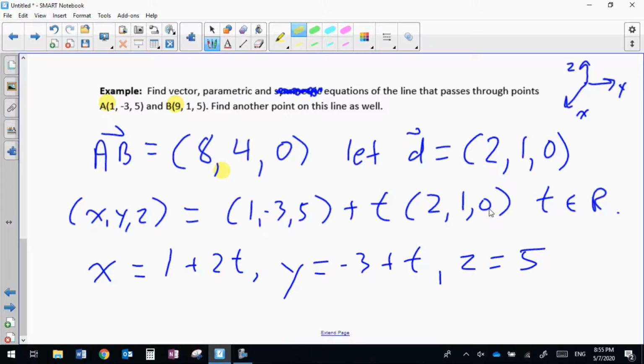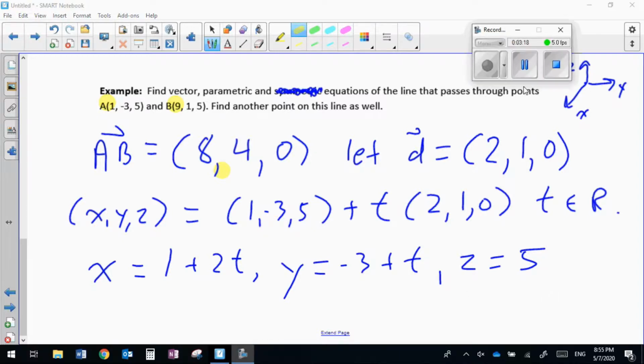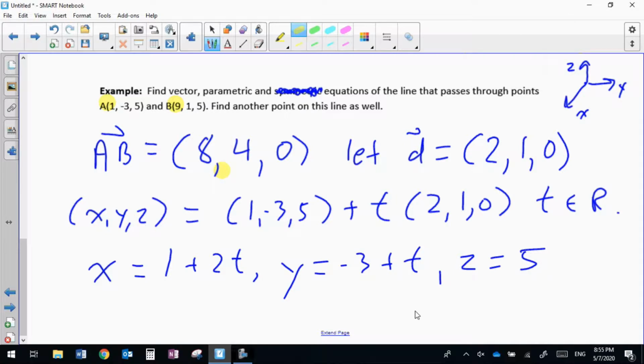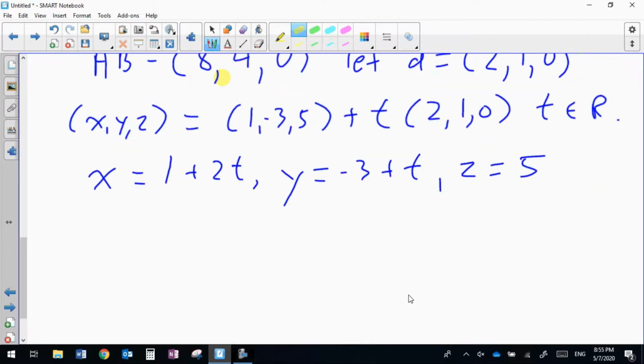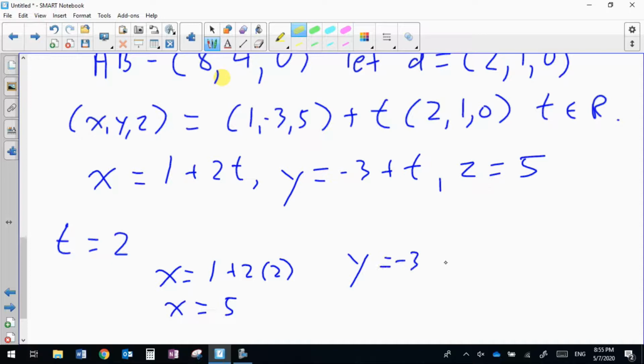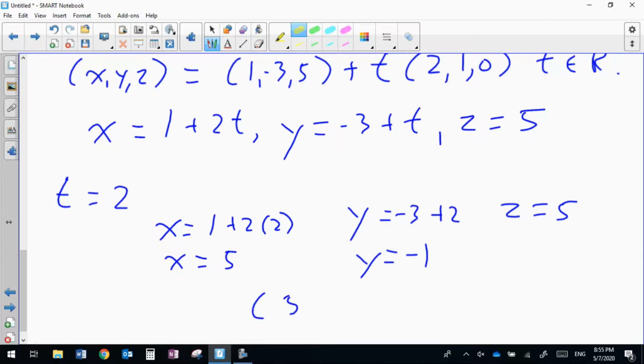Also notice you don't need to write plus 0t. There's another way of realizing why that's just z equals 5. We can find another point on the line by just choosing a value for t. Let's use t equals 2. If t equals 2, then x equals 1 plus 2 times 2, which is 5. y equals negative 3 plus 2, y equals negative 1. And of course, z is always 5, and so another point on the line is 5, negative 1, 5.